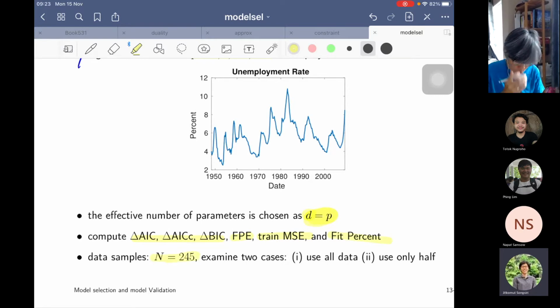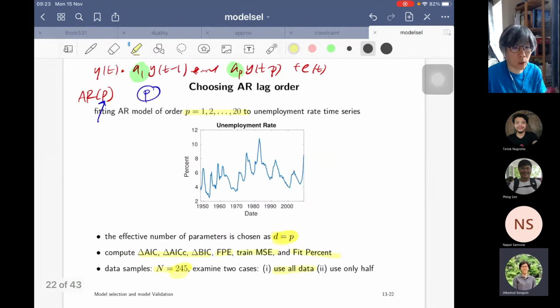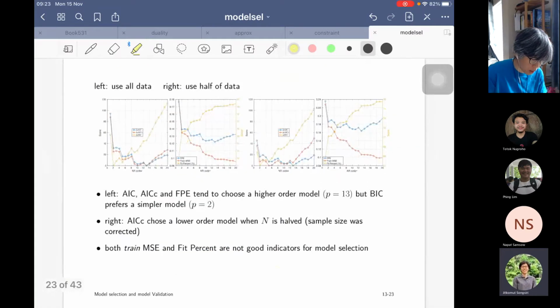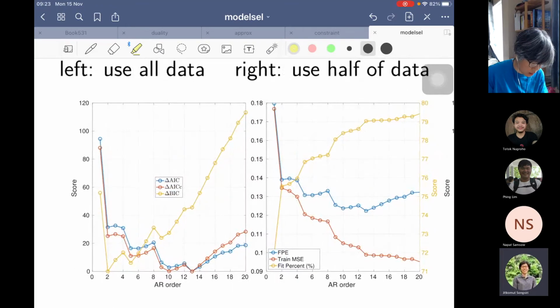The data sample is 245, but in this experiment, we examine two cases. The first case is we use all the data, all 245 samples. The second case is we use only half of it. All the scores here I evaluate on the training data set. The left one uses all the data. This is the score based on the log likelihood.